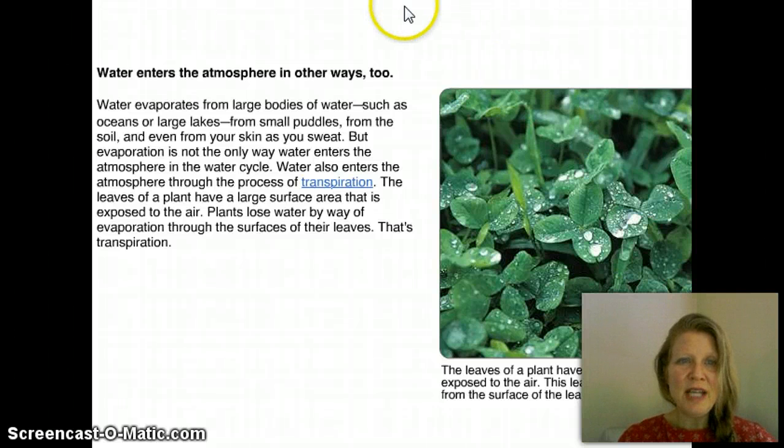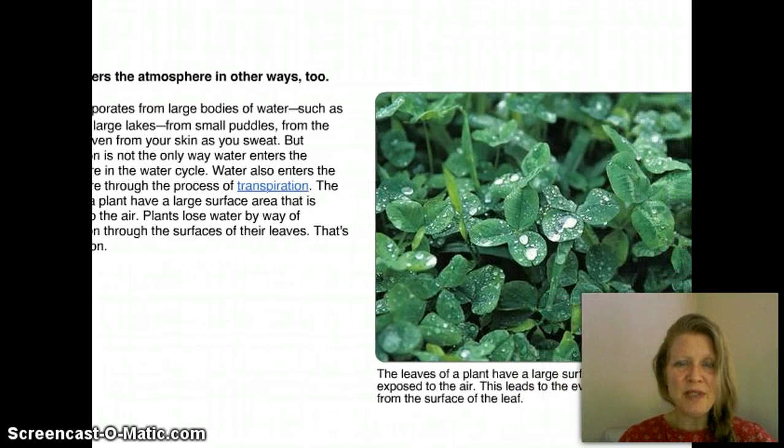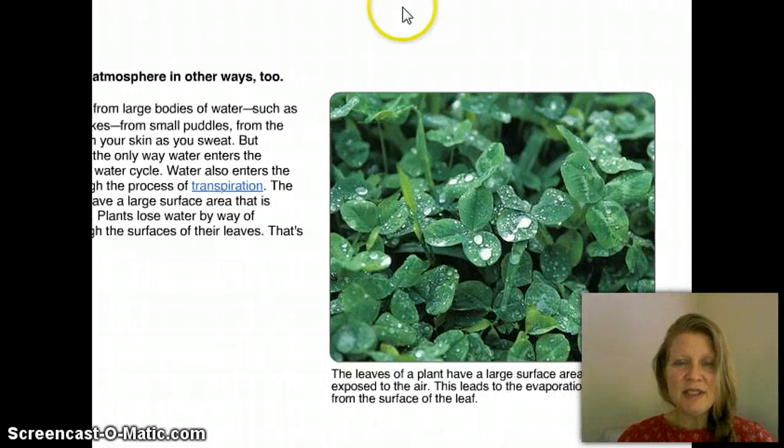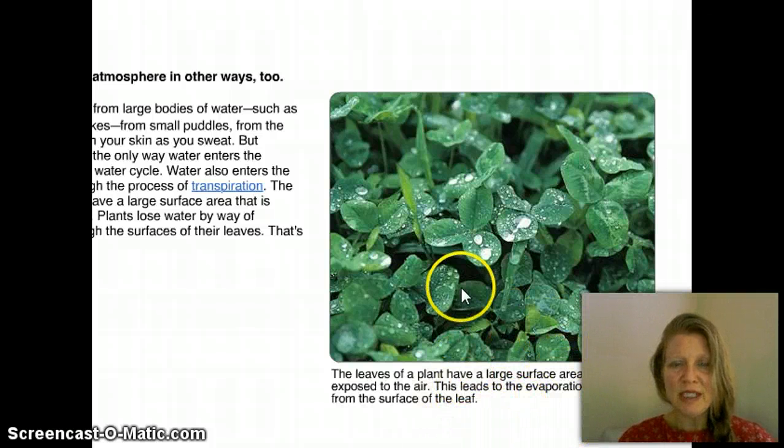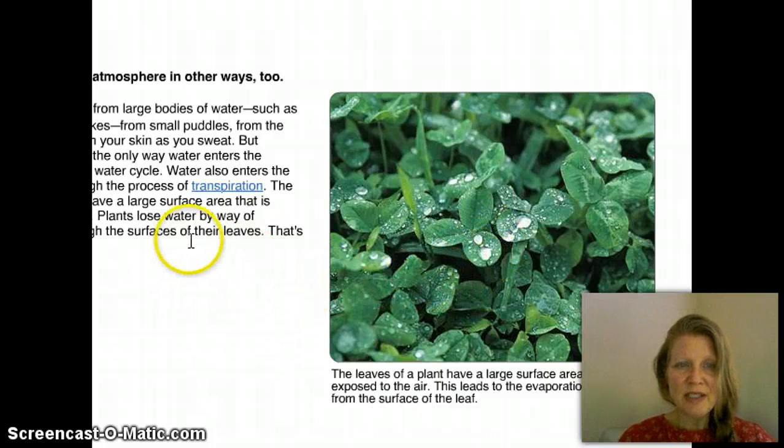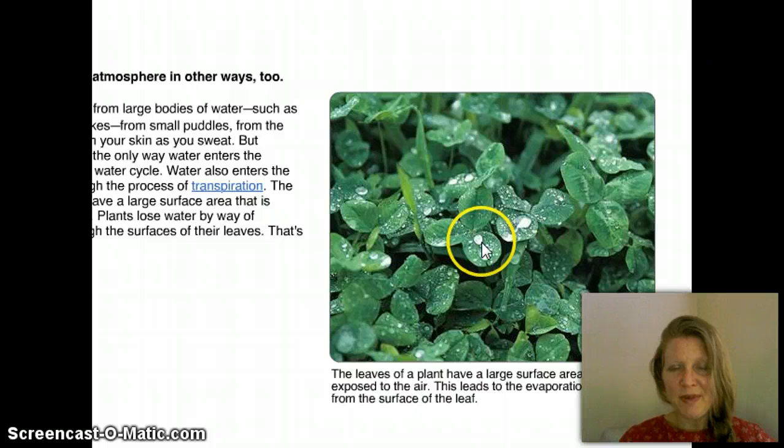Now, water enters the atmosphere in another way as well, which is through transpiration, where the leaves of the plant, of course, have a large surface area that is exposed to the air, and this leads to the evaporation of water from the surface of the leaf. So transpiration is actually the movement of water from the soil through the root system up through the plant body and then expressed out on the leaves. And actually, plants lose water through evaporation. And there are several ways that happens.